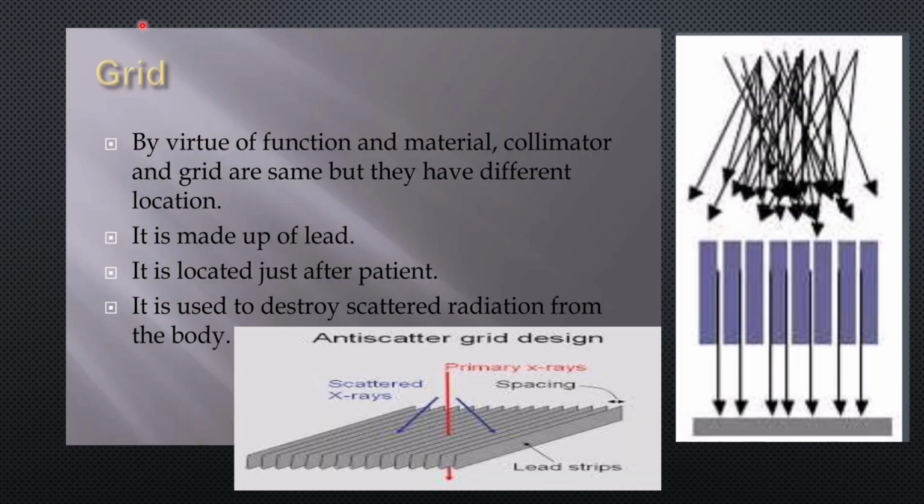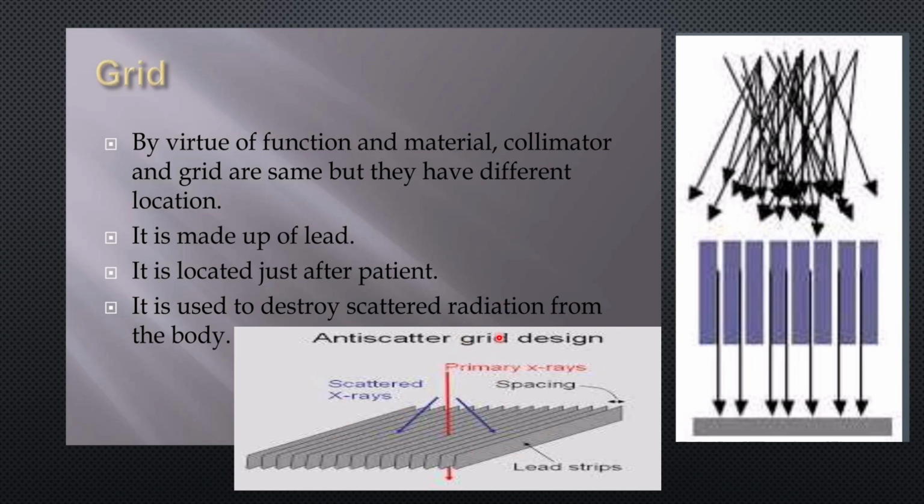Then comes the grid. The main function of the grid is to prevent scatter radiation. By virtue of function and material, collimator and grid are the same, but they have a different location. It is made up of lead and is located just after the patient. It is used to destroy scattered radiation from the body. We have lead strips by which the scattered radiation is absorbed.